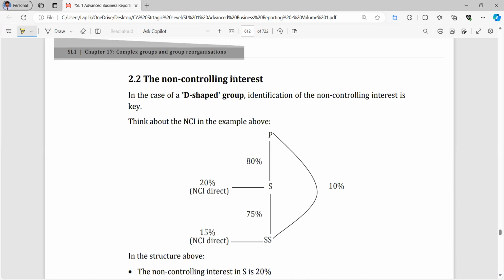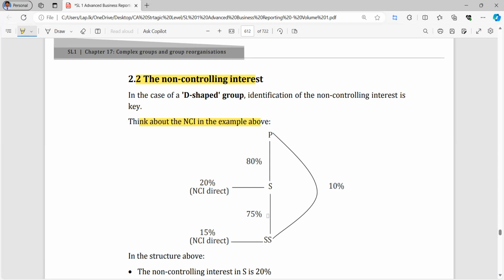Then NCI: in this case, the D-shaped group, the identification of the NCI is key. Think about the NCI example above. P acquired 80% of S, so the NCI of S is 20%. The remaining 20% is the NCI. Here you can see P acquired 80% of S, and S acquired 75% of SS. In that case, how much is the indirect holding? 80% into 75% is 60%. The effective holding is 80% into 75%, 60%.